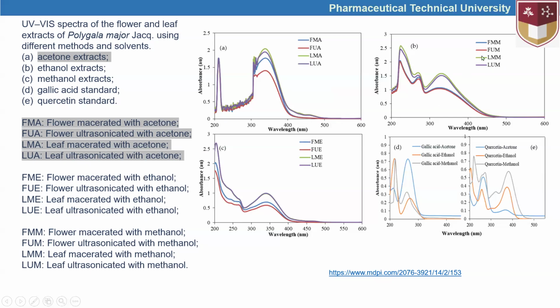Or here we can see even more non-significant differences between flower macerated with methanol and flower ultrasonicated with methanol samples. This means that based on UV-visible spectroscopy, we can identify the efficacy of extraction methods as well.